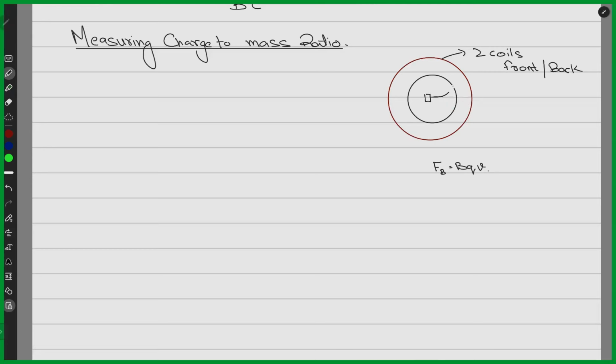And then you can relate the diameter, and that is just 2 times the radius, so essentially it is just the radius. So you can then relate the radius and the potential difference that you're applying across the coils. Okay, is that clear?